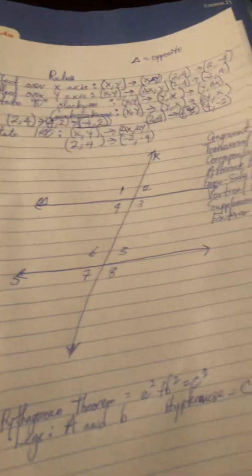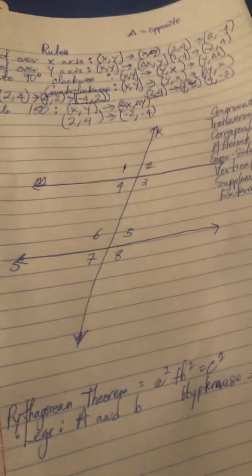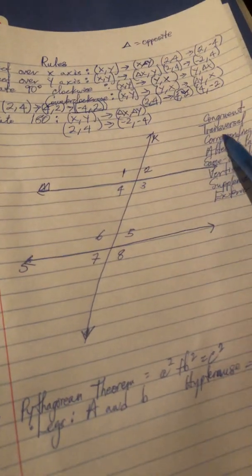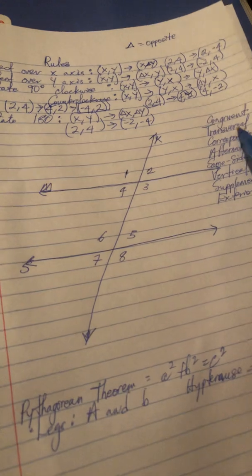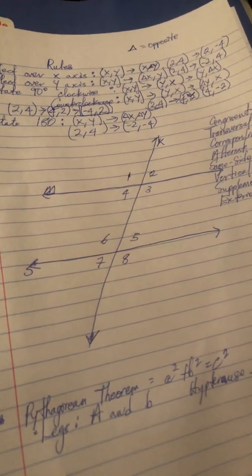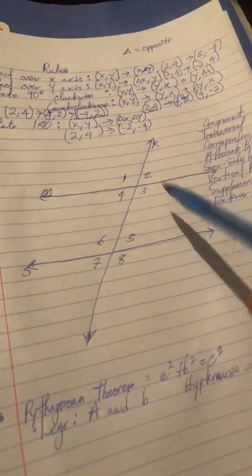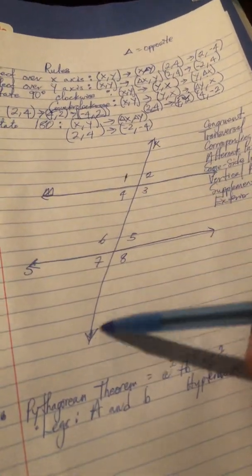So the next thing we're looking at is our angles. Before we get started on angles, I want to talk about transversals first. A transversal is a line that crosses two or more lines which may be parallel. So these are our two parallel lines, which makes this line right here our transversal.